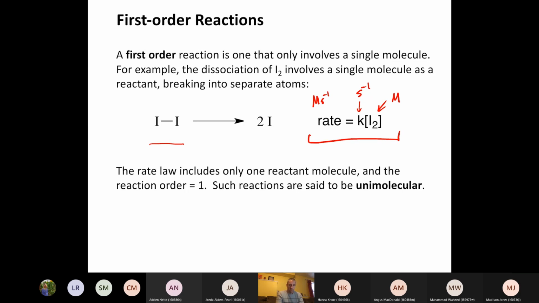Because there's only a single molecule that is reacting in this particular step, in this reaction, we call this reaction unimolecular, which stands for one molecule. So we could either call this reaction first order or unimolecular. Those two terms mean essentially the same thing.